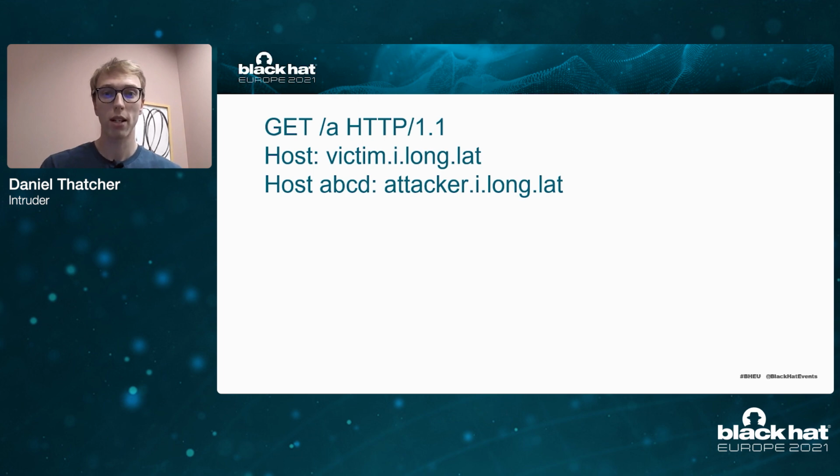Here we have two host headers, an unmutated one, which is for the victim API, and a mutated header, which is for the attacker API. Well, it turns out API Gateway will give us the response for the attacker API, this poisoned A response.